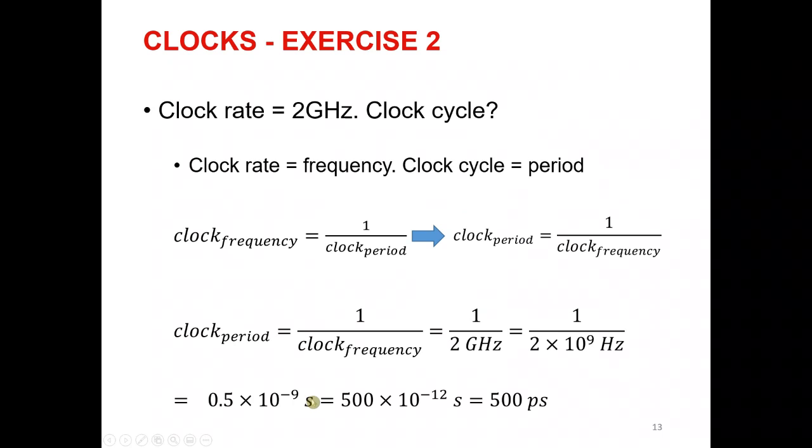And as I have mentioned, the clock period is usually referred to in picoseconds. So for converting to picoseconds, we just move this point three positions to the right in order to increase this exponent to 12, and we know that 10 power minus 12 is equal to pico.